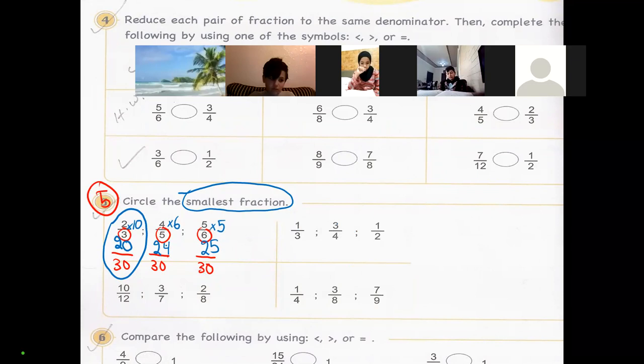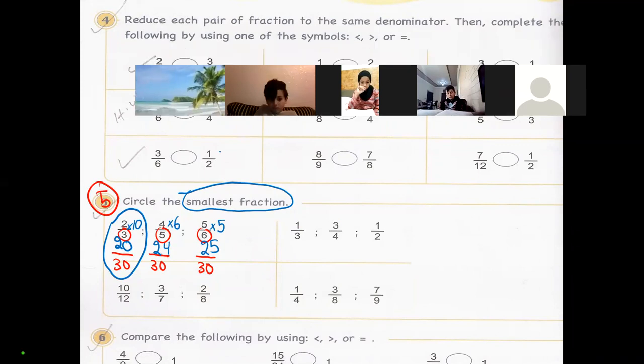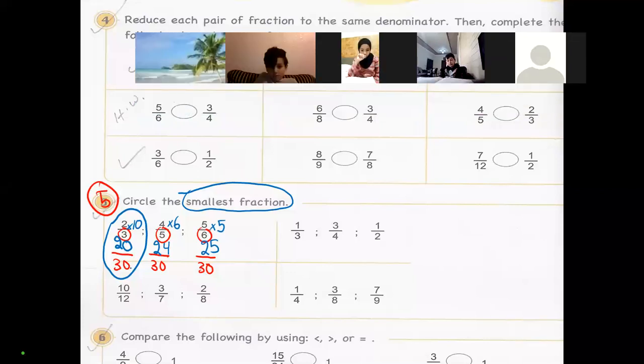So you have to write the explanation like me on your math box. Teacher, the electricity turned off. Okay. You have to write like me on your math box: times 10, times 6, times 5, and write the fractions under each one, okay?